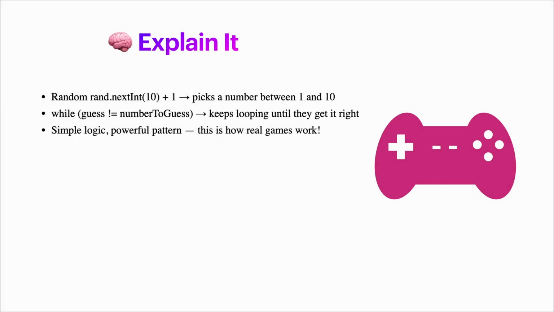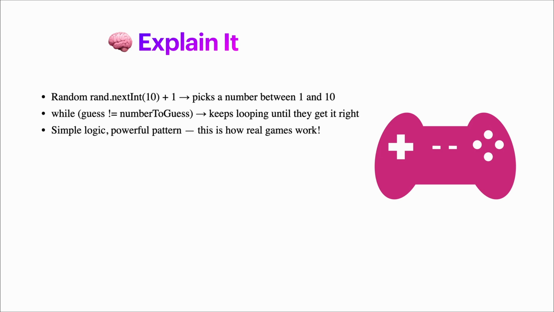Okay, so this is the explanation of what we have been doing. The first thing is random. With rand.nextInt, we're putting in 10 plus 1. So this picks a number between 1 and 10. The plus 1, I actually told you it picks between 0 and 9, then if you add the 1, it becomes 10. The next one is the while. The while gives us the condition that guess is not equal to number to guess. So this keeps looping until the user gets it right.